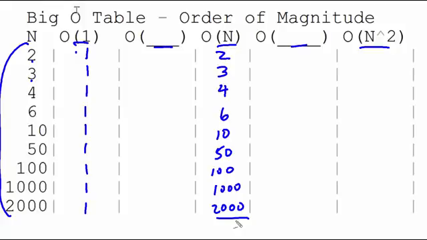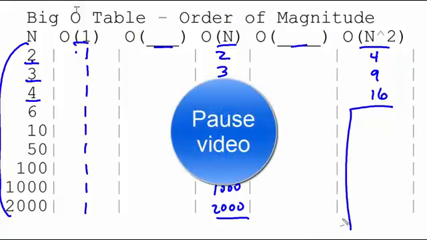Now, an n-squared algorithm will take n-squared steps to process the data. So if n is 2, it's going to take 4 steps to do it. If n is 3, it will take 9 steps. 4 will be 16 steps. Stop the video and figure out the rest of these.